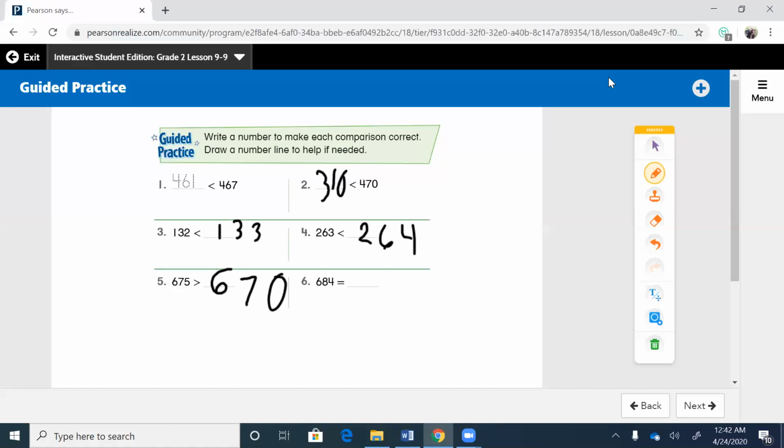And number 6, 684 equal. Equal to means exactly the same, so you just copy the number. All right, great job.